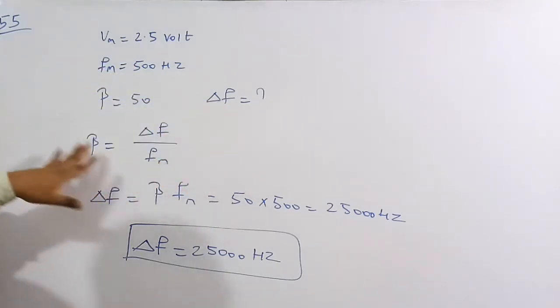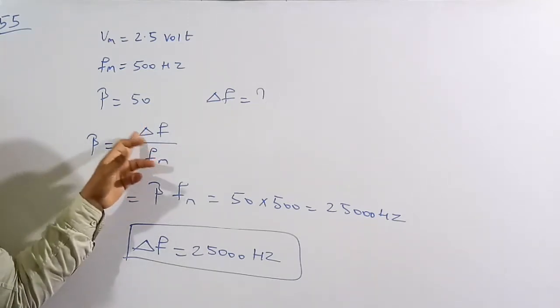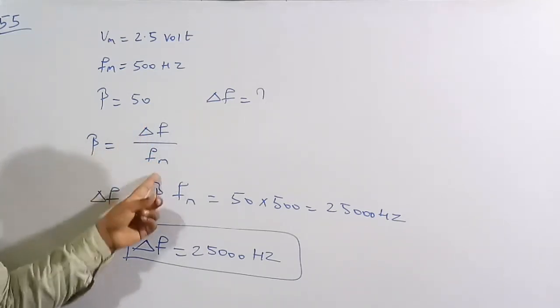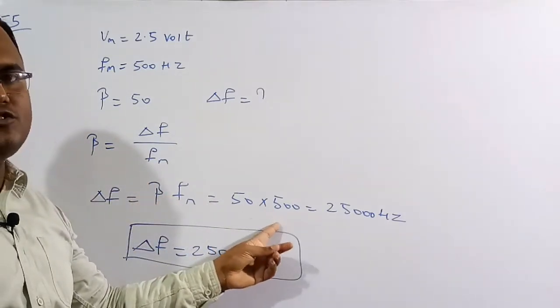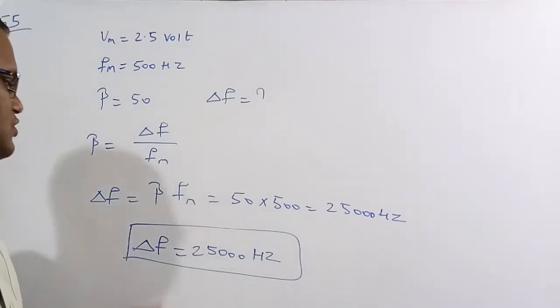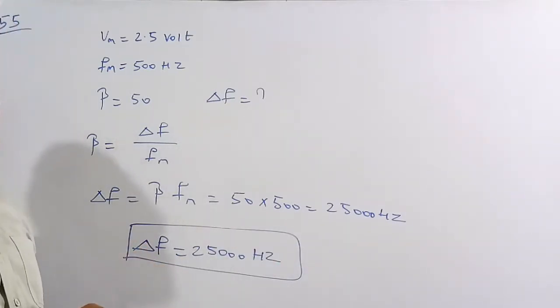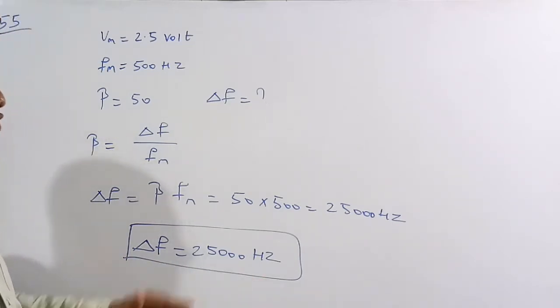We need the basic relation: beta is equal to delta f by fm, but we need delta f. Therefore delta f is equal to beta into fm. The beta value we know is 50, and fm is 500 hertz. So if we do the multiplication we get 25,000 hertz. Therefore the amount of frequency deviation in s of t FM is 25,000 hertz, and this is the correct solution of this question.